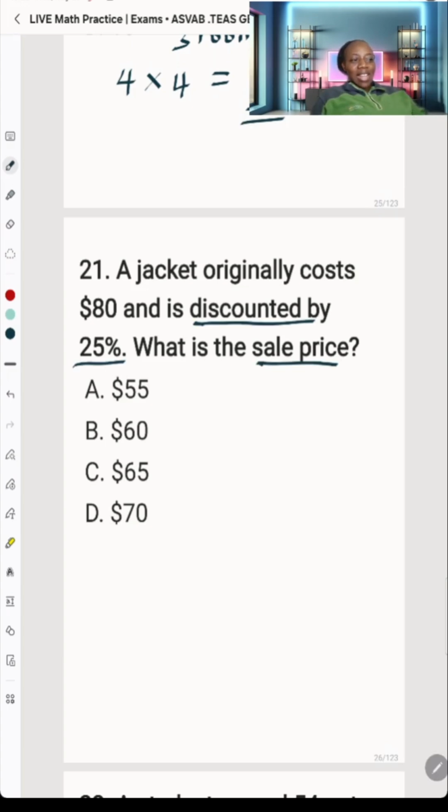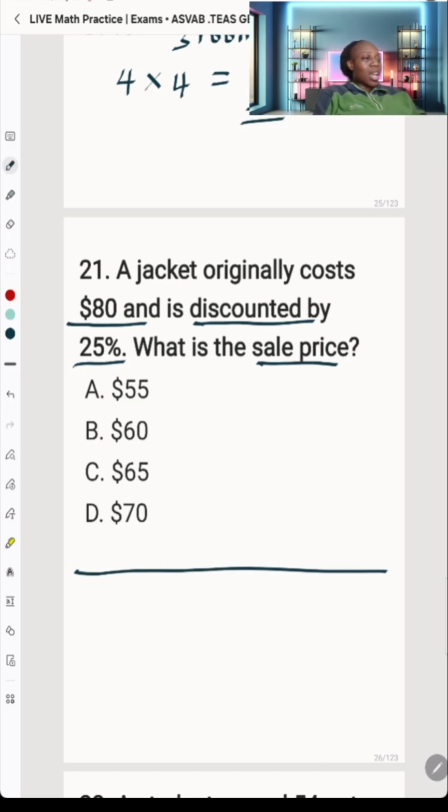A jacket originally cost $80 and is discounted. Discount means it's going to be at a reduced price. The original cost is 80, right? Then when there is a discount, the price is going to be less than that. We just find 25% and subtract it from 80. I will do it in 2 ways. Let me do it this way so that I can use the 2.